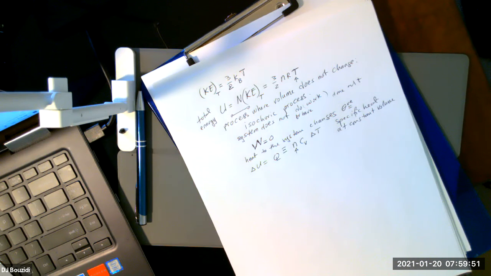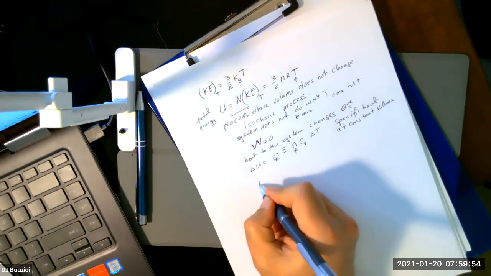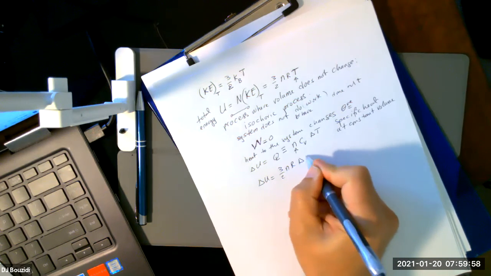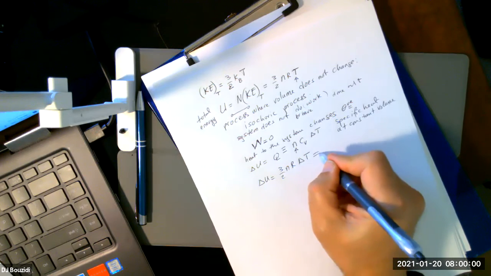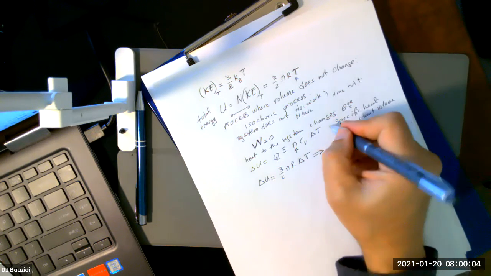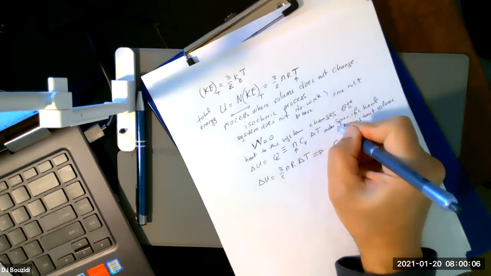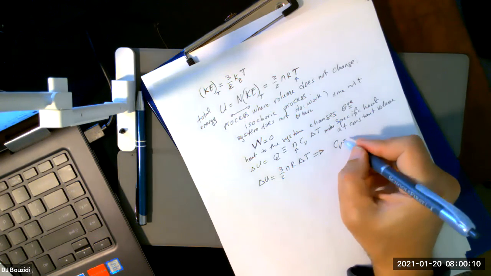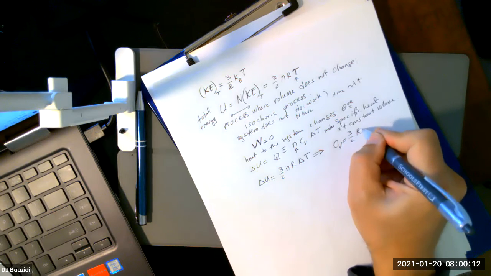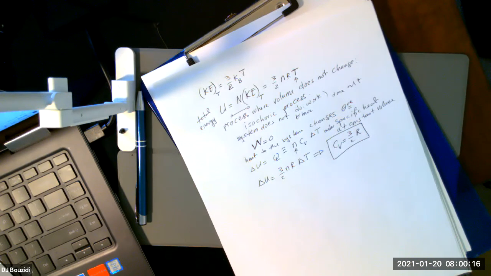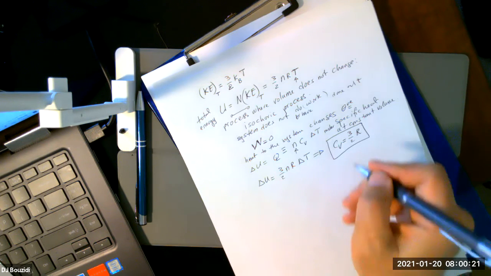Then it's very easy to see from this expression that delta U in this case is equal to 3/2 of nR times delta T, which means that CV, the molar specific heat, because I'm taking it per mole, is going to be simply 3/2 of R. That's an important result for an ideal gas of this type, okay? That's a very, very important result in here.